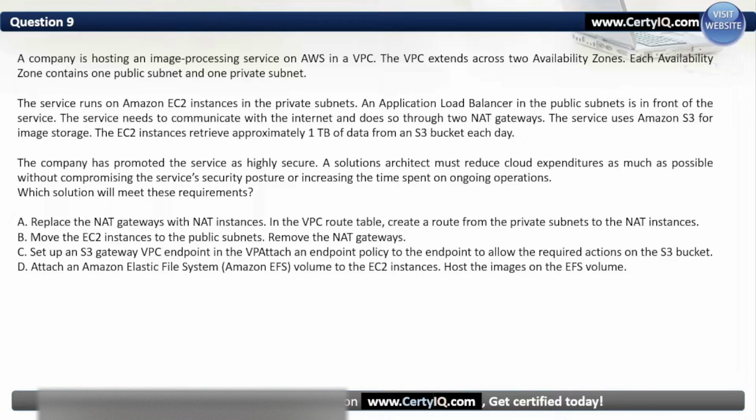The service needs to communicate with the internet and does so through two NAT gateways. The service uses Amazon S3 for image storage. The EC2 instances retrieve approximately 1 TB of data from an S3 bucket each day. The company has promoted the service as highly secure.